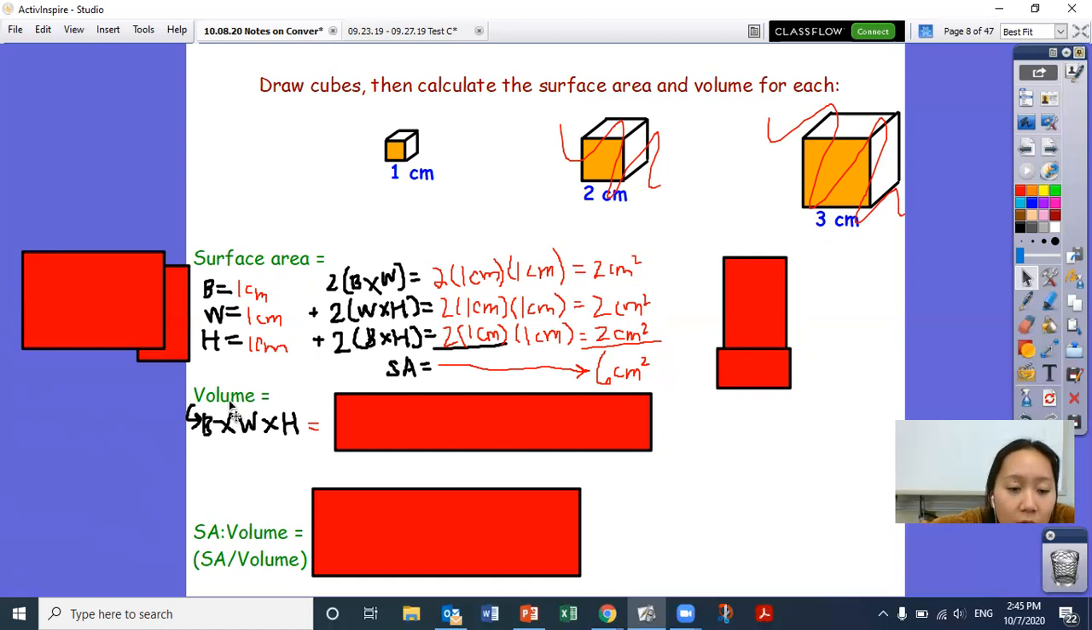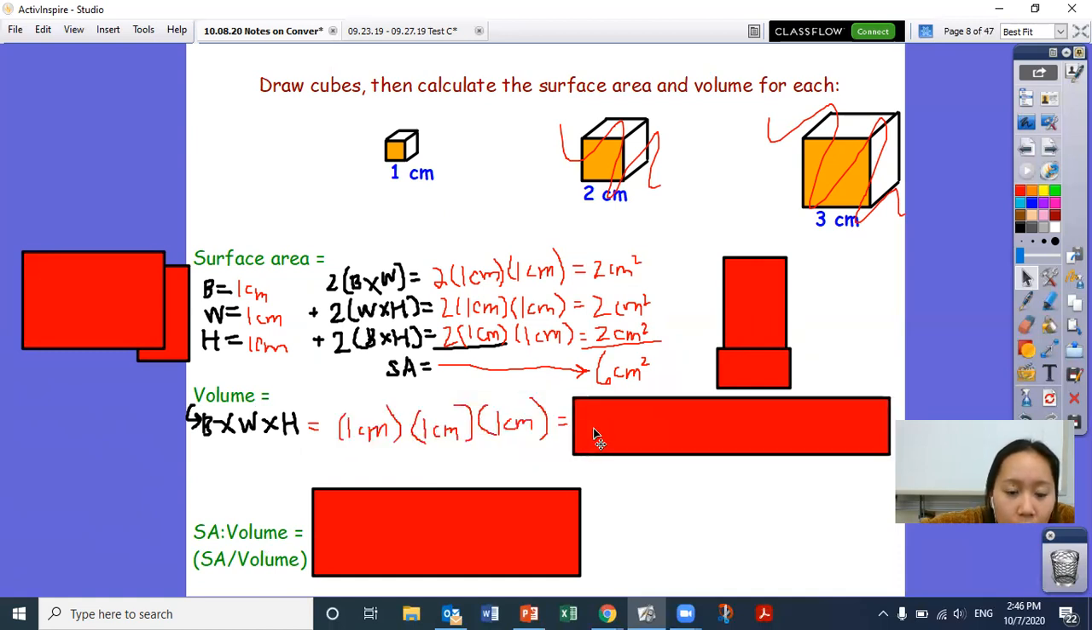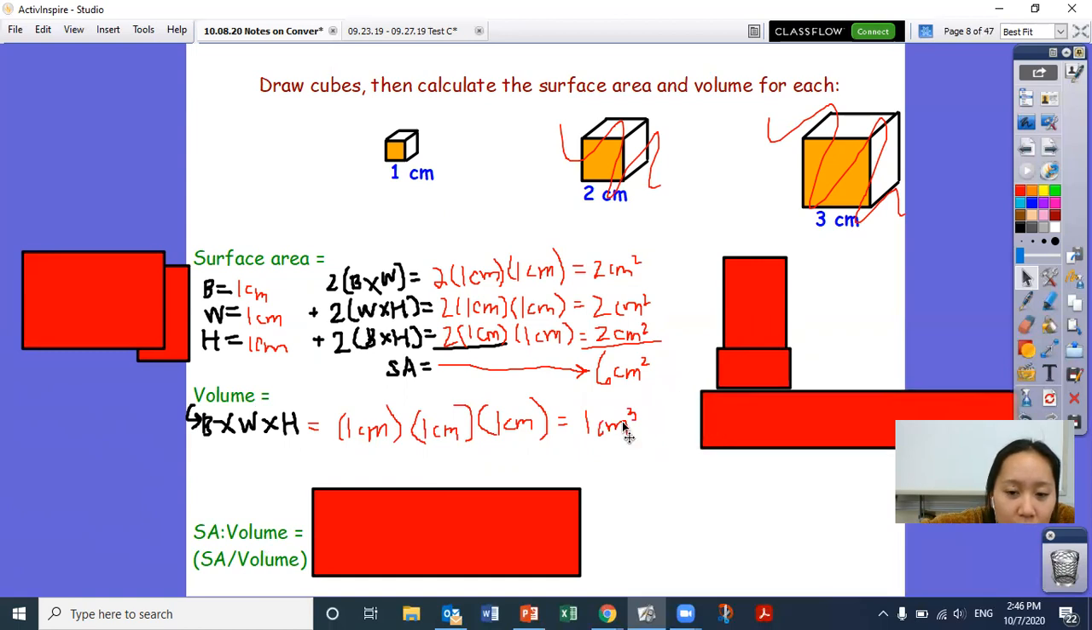Now you're going to find volume. Okay, volume is always the formula base times width times height for a cube. Pretty simple, right? So your base times width times height. Base is still 1 centimeter, width is 1 centimeter, height is 1 centimeter. So when you plug and chug, you're going to get 1 centimeter times 1 centimeter times 1 centimeter, and that's going to end up with 1 centimeter cubed, because the units still multiply.